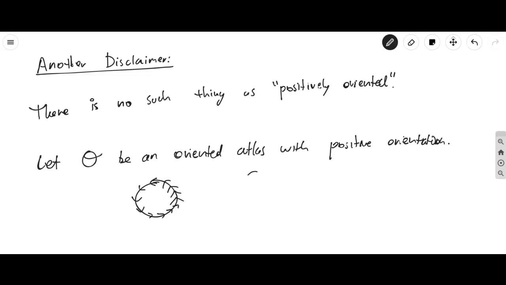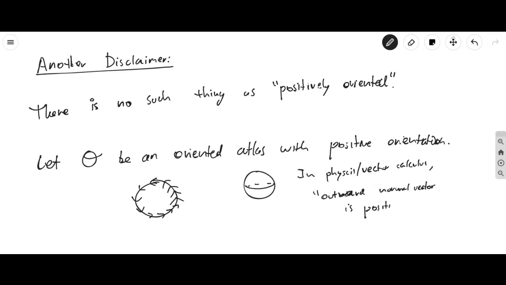It's the same thing when you have, like, the sphere. If you have ever taken vector calculus, or in physics, maybe you had a professor who said that the outward normal vector is positively oriented.